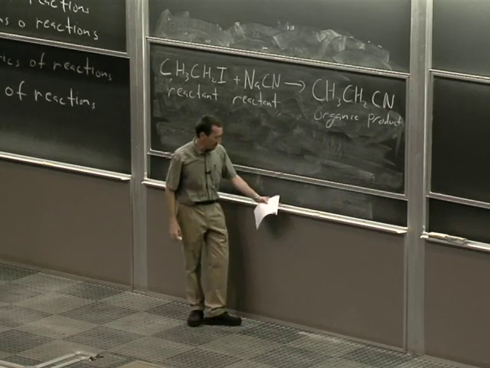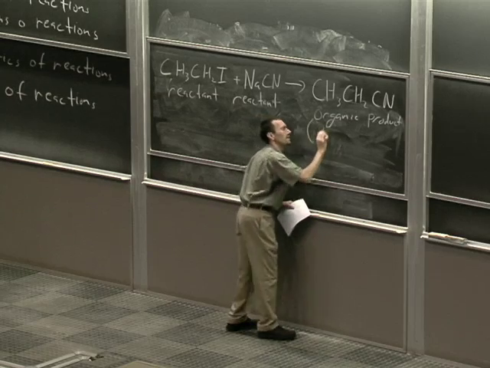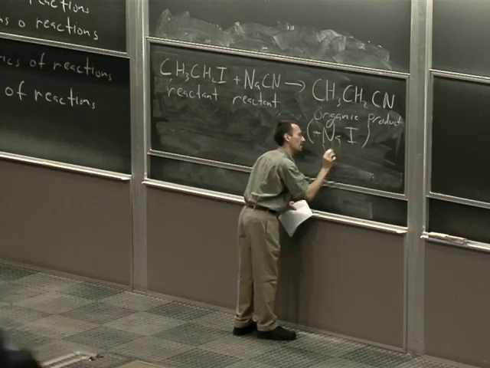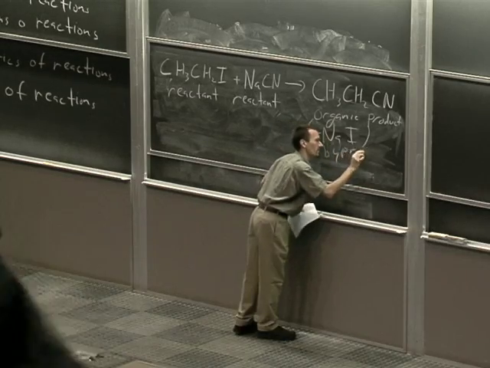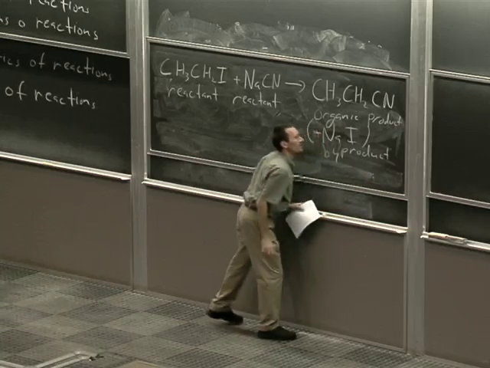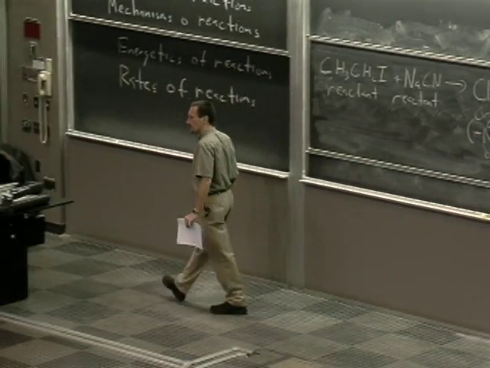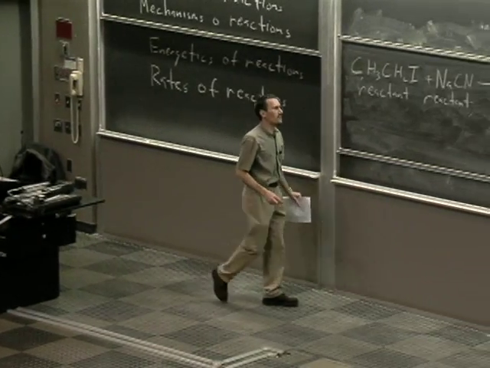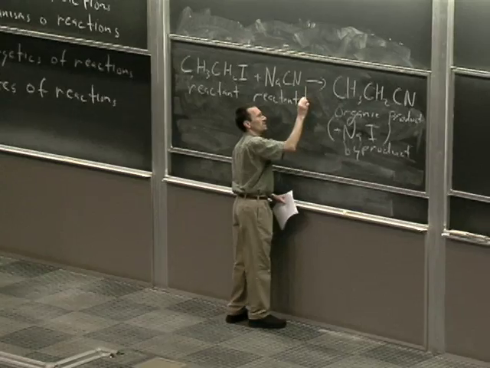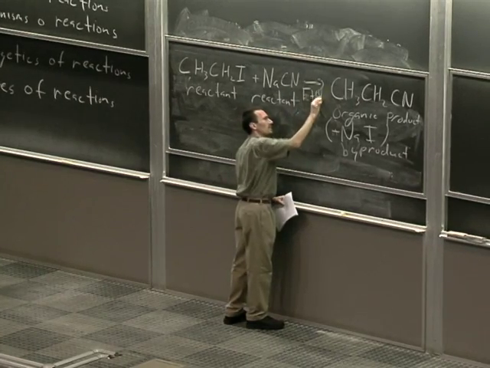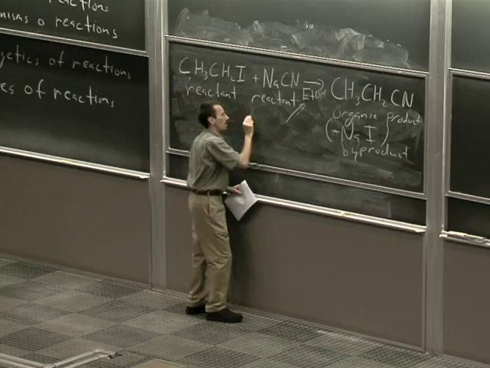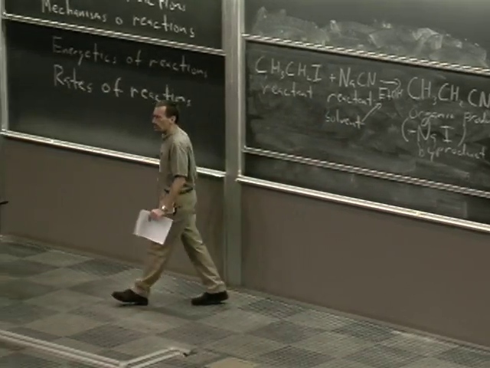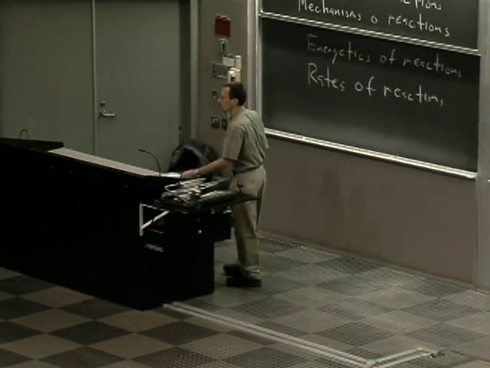So people might even omit writing, in parentheses, sodium iodide, which is what many organic chemists would think of as a byproduct of this reaction. The other thing that you'll often see, we've done this a little bit so far, but I'm going to do this explicitly, is a solvent written below the arrow.